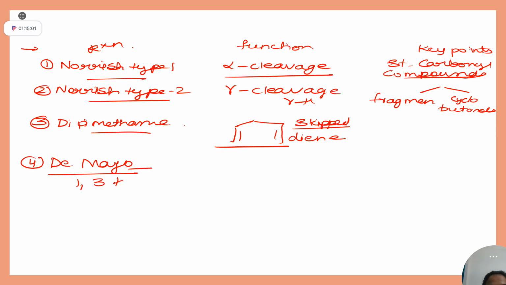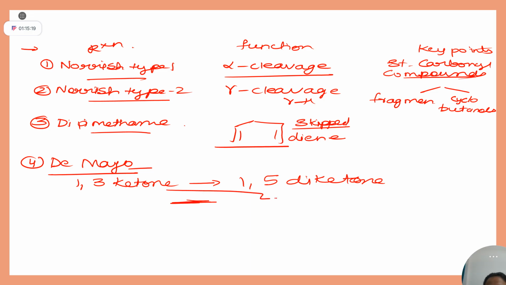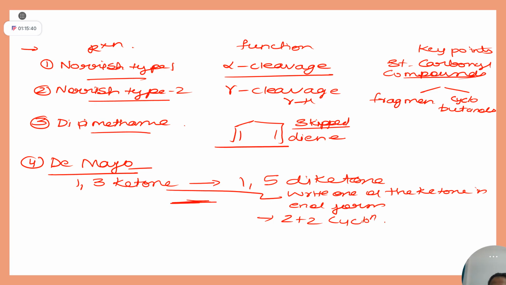By seeing a change: if your 1,3 diketone is changing to a 1,5 diketone, and how they are separating just by that external olefin you are giving, right? And the key thing is, write one of the ketones in enol form. 2 plus 2 cycloaddition between the olefin and that enol double bond, followed by retro-aldol.